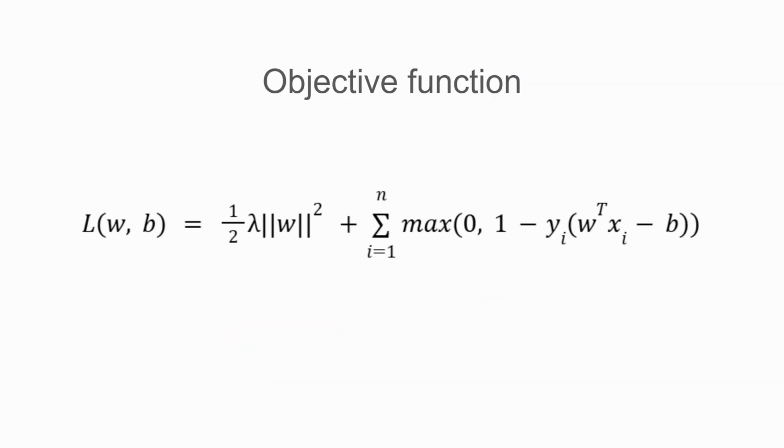Now let's focus on how the separating plane and its margins are found. The optimal solution is achieved by minimizing the objective function, which consists of two parts. The first part minimizes the length of the weight vector, which is inversely proportional to the width of the margins. The second part is the hinge loss function, which penalizes misclassification or points lying within the margins. By minimizing the weight vector w, we maximize the margins.